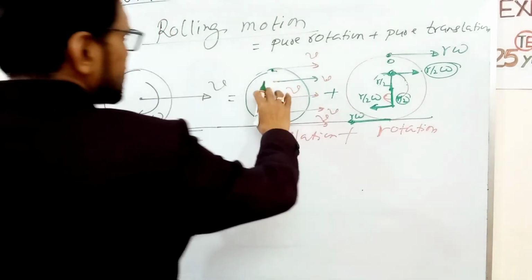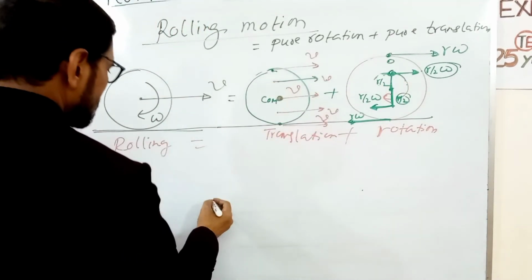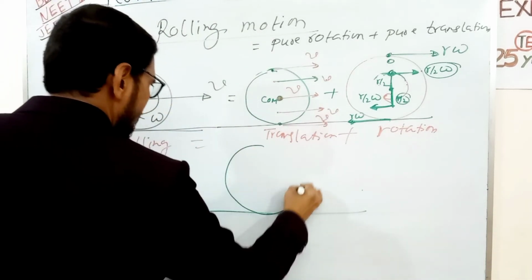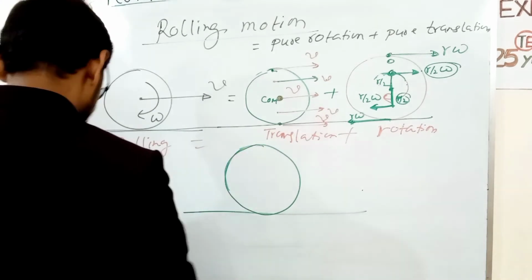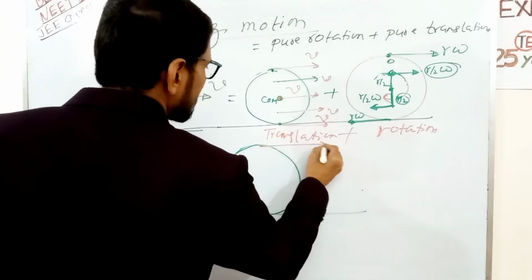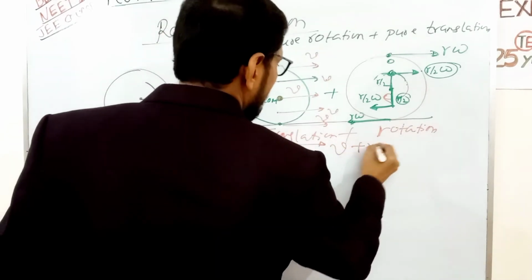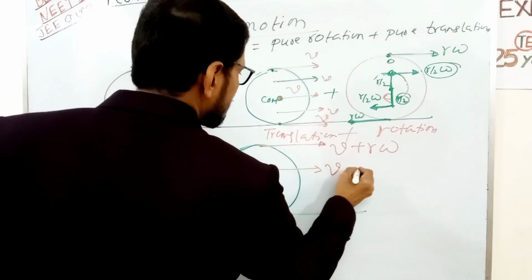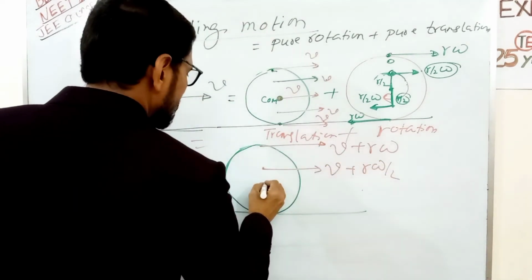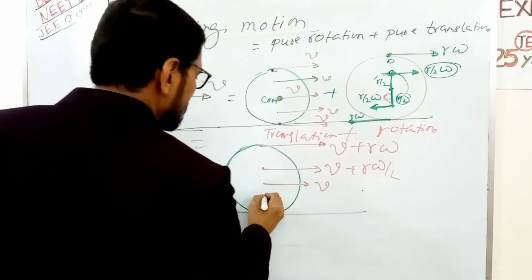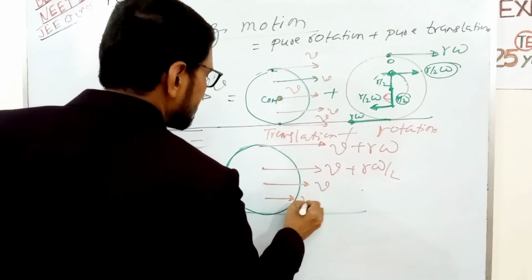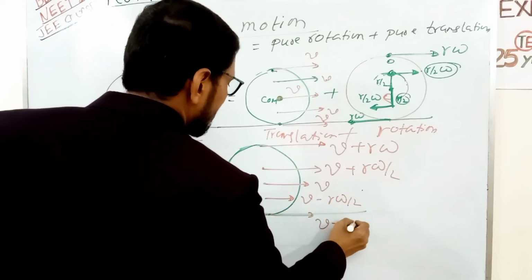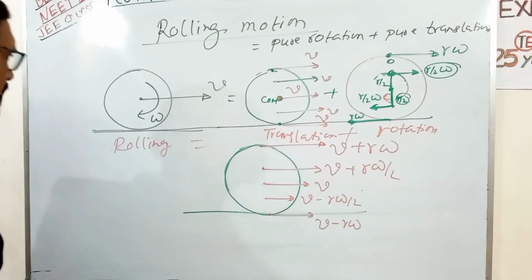So if this and this are combined, then the velocity of this will be v plus r omega. Velocity of this point will be v plus r omega by 2. Velocity of this will be only v. Velocity of this point will be v minus r omega by 2, and velocity of this will be v minus r omega.